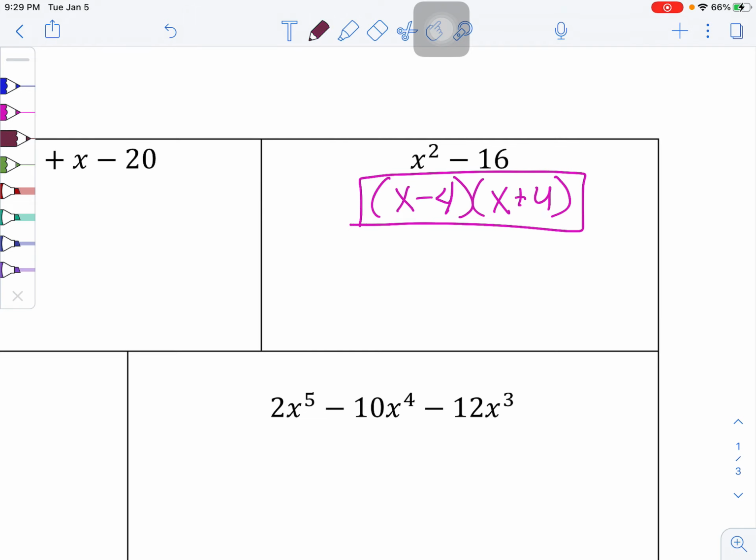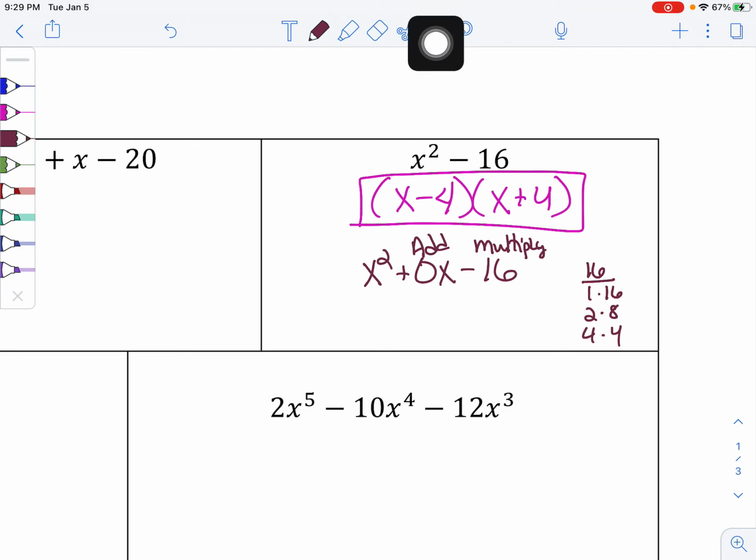Now, the alternate way to do this is to do it just like we did the very first problem. If you set this up as x squared plus 0x minus 16, what you're doing then is looking to multiply to negative 16 and add up to 0. So off to the side, if you write down the things that multiply out to 16, I'm actually going to lose the negative sign for right now. So 1 times 16, 2 times 8, 4 times 4, and that's it.